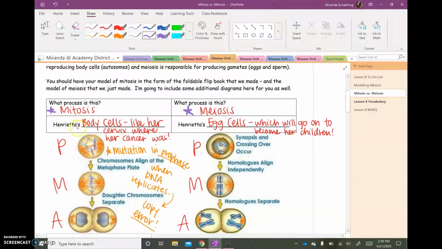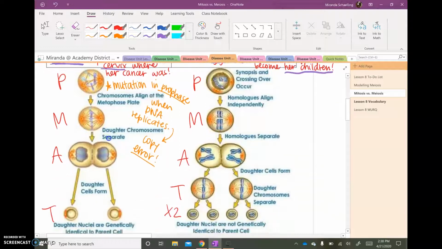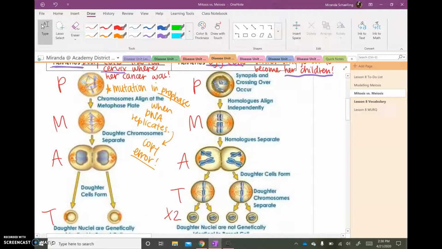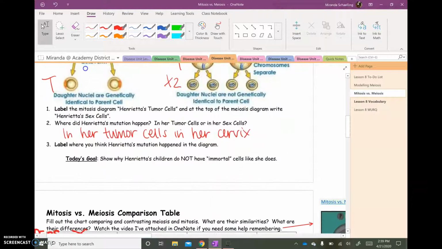This makes body cells. Mitosis makes Henrietta's body cells, like her cervix, where her cancer was. And meiosis makes Henrietta's egg cells, which will go on to become her children. Then I just added some notes here. I got PMAT, so prophase, metaphase, anaphase, telophase, prophase, metaphase, anaphase, telophase, times 2. Just so we can remember some differences here. So we labeled them.